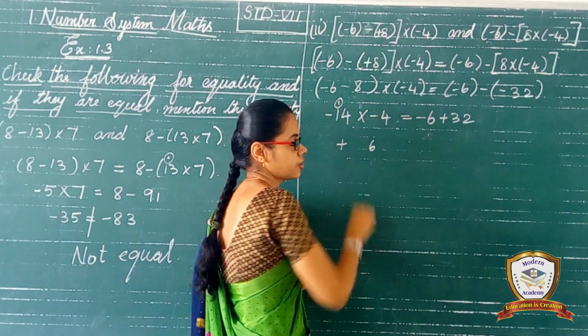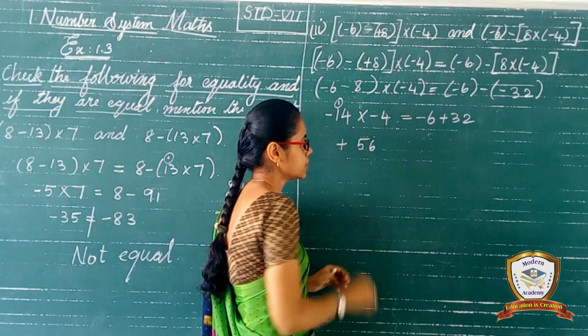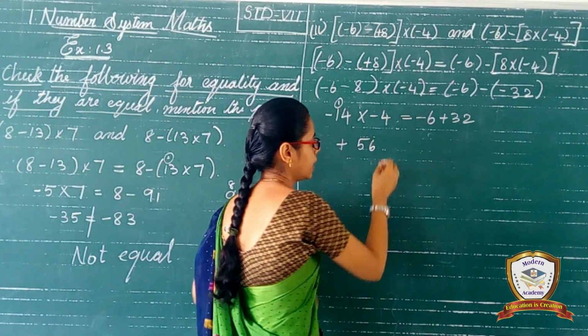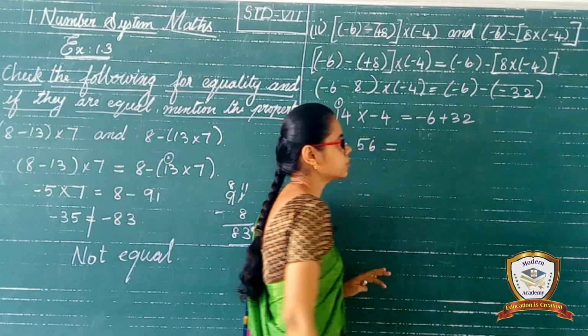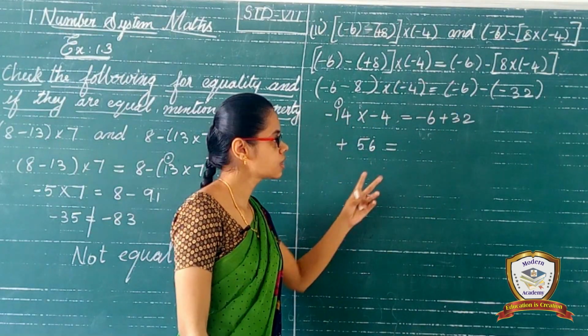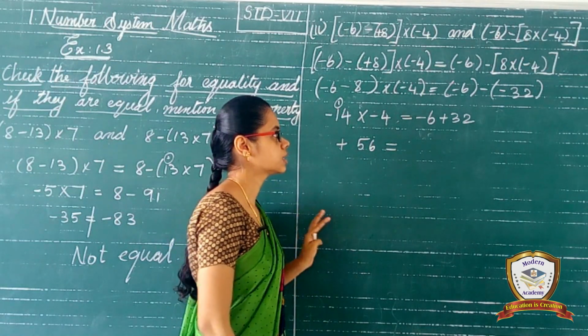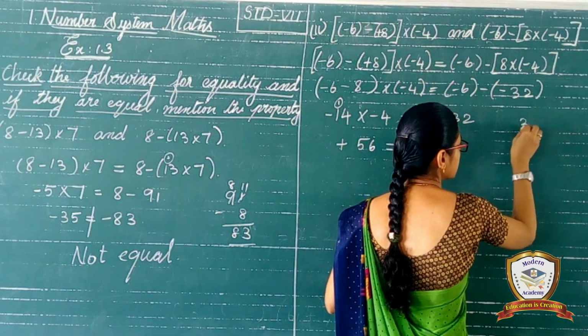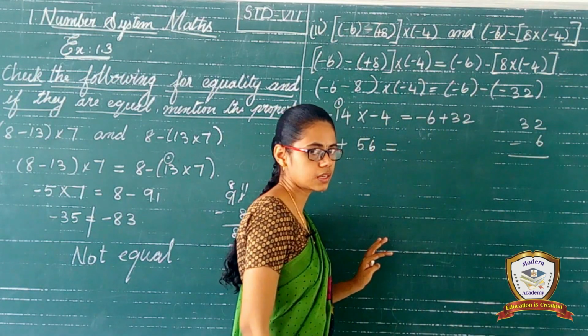And then 1 into 4, 4 plus 1, 5. That answer is 56. Okay. And equal to, these two numbers we want to subtract because different sign. So different sign means we need to subtract the number. So 32 minus 6. So here 32 minus 6. So we have to subtract the number.